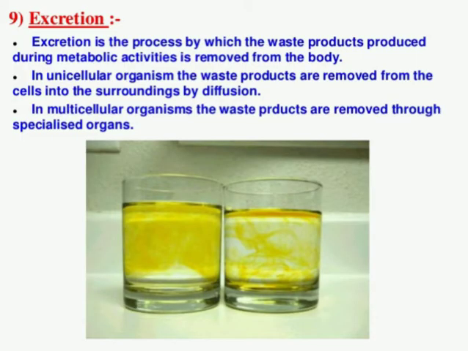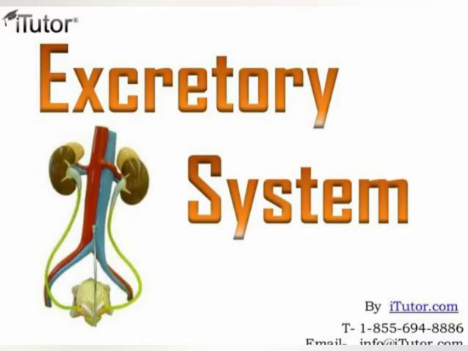Excretion is a process by which the waste products produced during metabolic activities are removed from the body. In unicellular organisms, the waste products are removed from the cells into the surroundings by diffusion. In multicellular organisms, the waste products are removed through specialized organs. Excretory system in human beings.